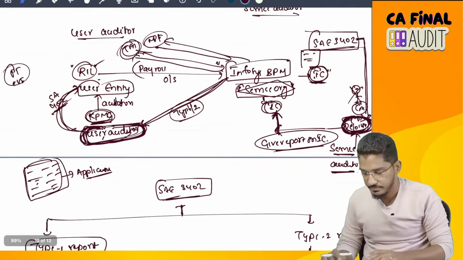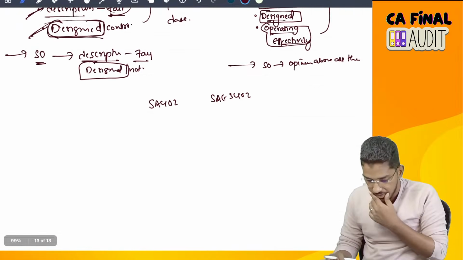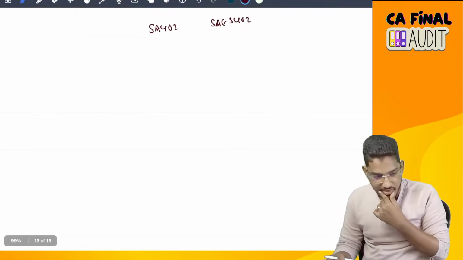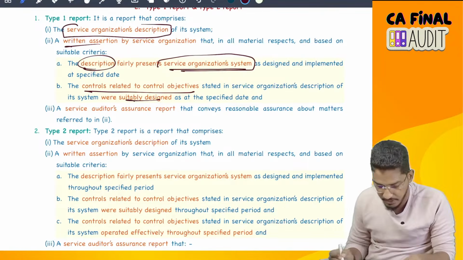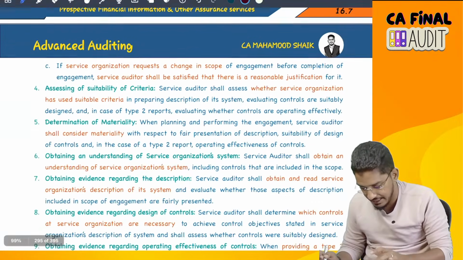Good. Okay. So we are done with SAE 3402 also. Now let us proceed further and understand one more, the last standard from this SAE series.